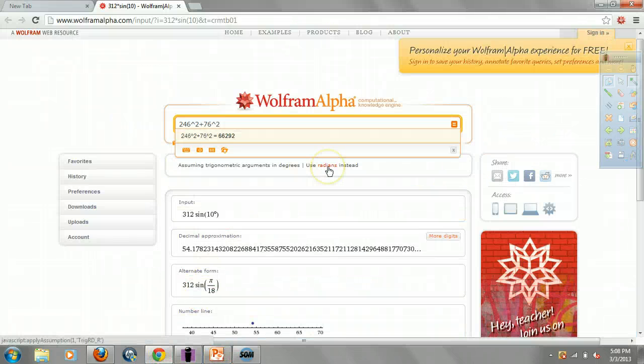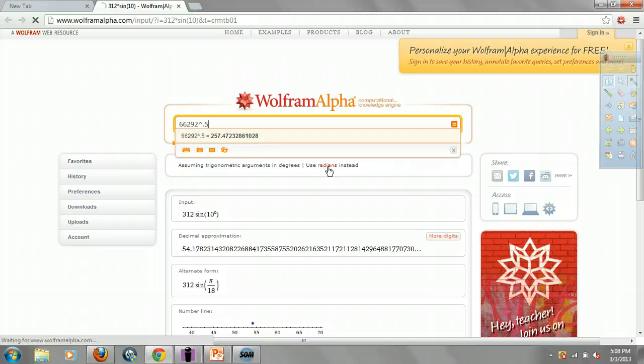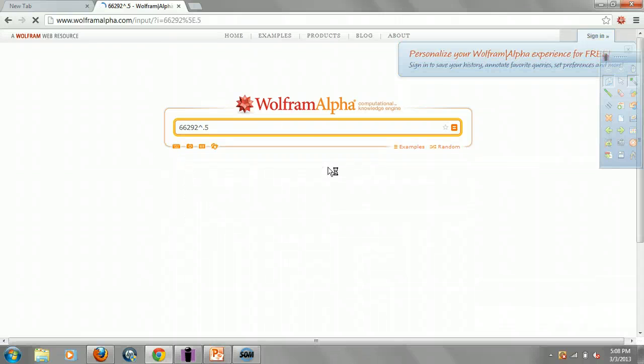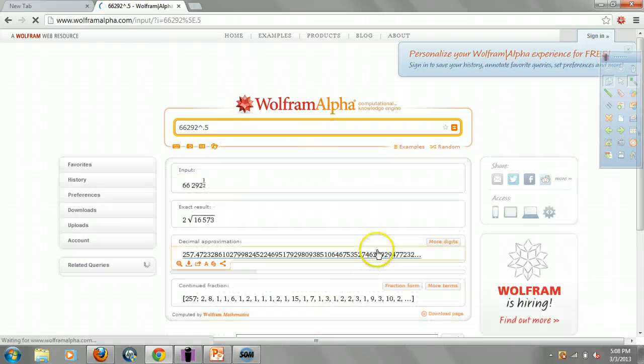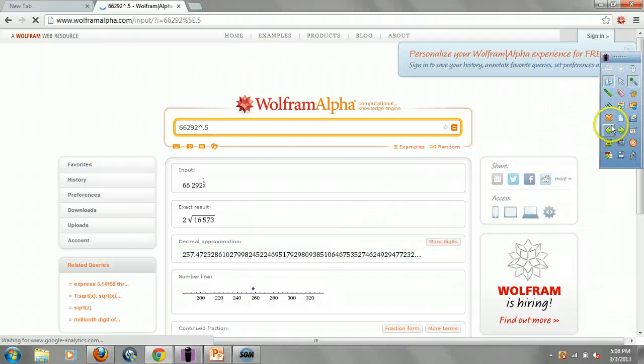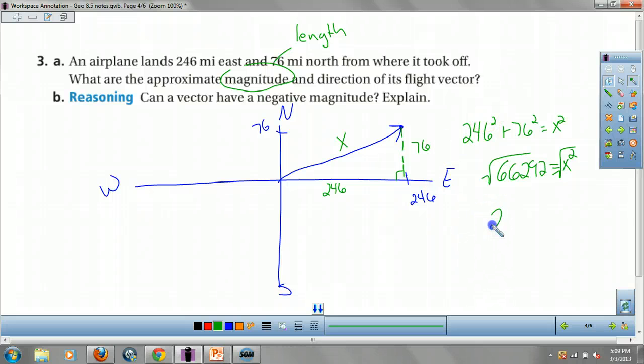Rounding. How do you square root 66292? I'm gonna blur your guys' mind. 257.5. So 257.5 is our magnitude.